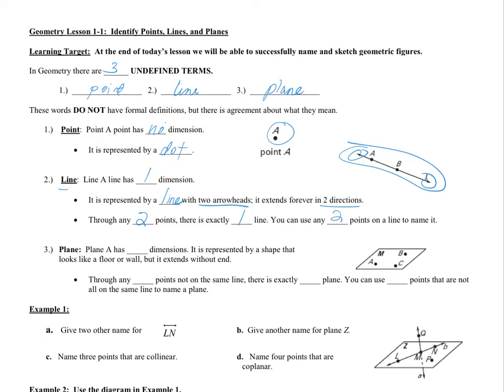And the third one, the plane. For example, plane A here has 2 dimensions. It is represented by a shape that looks like a floor or wall, but it extends without end, meaning it goes on forever and ever. Through any 3 points not on the same line, there is exactly 1 plane, and you can use 3 points that are not all on the same line to name a plane.